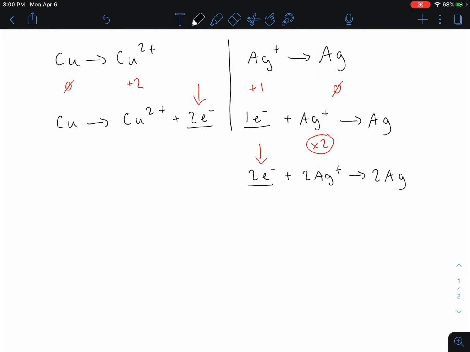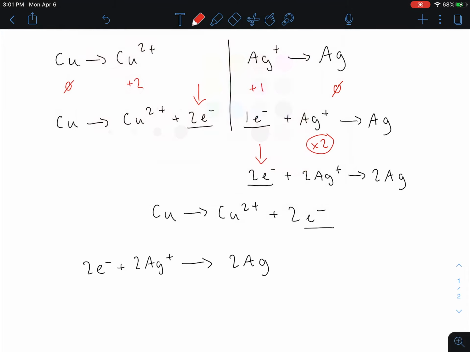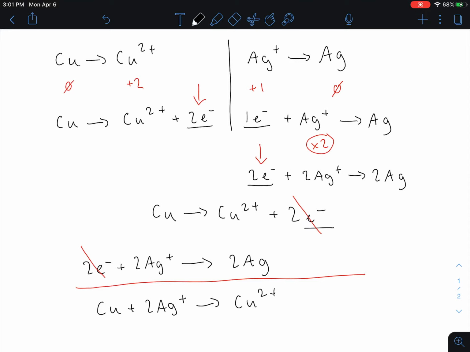So now finally what I'll do is just add them together. I think it's pretty clear what's going to happen, but just to illustrate exactly how we're going to approach this, we'll write out both reactions with their coefficients. And the entire purpose of this is it allows me to cancel the electrons out with the electrons in. And then I can write the final balanced equation as copper plus 2 silver plus makes copper 2 plus 2 silver.